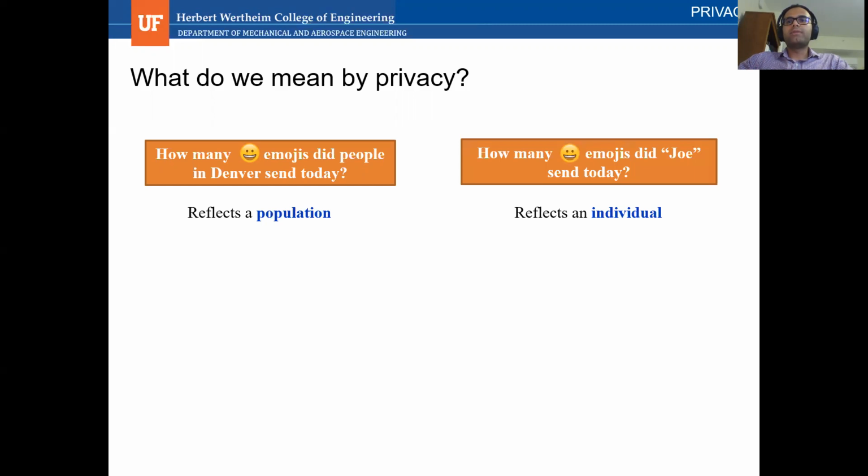And let me ask, how many happy face emojis did Joe send today? The answer to this question is influenced by only one person's data, Joe's data. So what we'd like to be able to do with data privacy is to allow queries on the left, whose answers reflect a trend on a population, and disallow queries on the right that reflect properties of a specific individual.